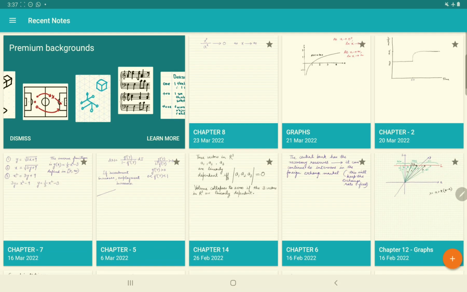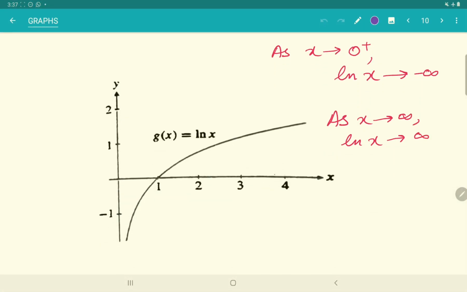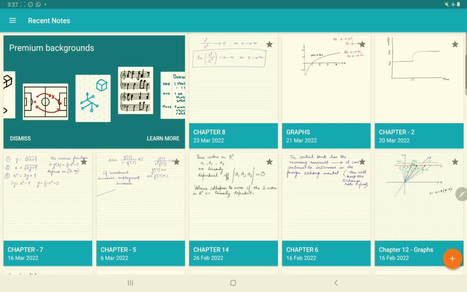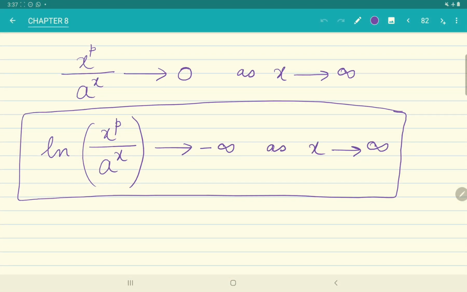Because from this figure I can see that as x tends to 0, ln x tends to minus infinity. So if I want to prove that x raised to the power p divided by a raised to the power x tends to 0, I can think of ln of this tending towards minus infinity.